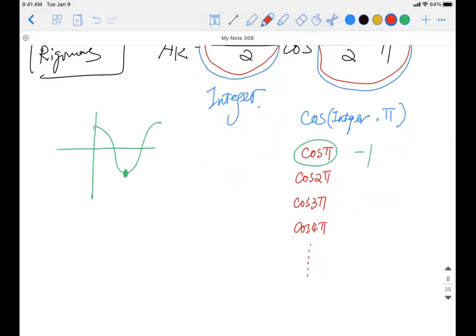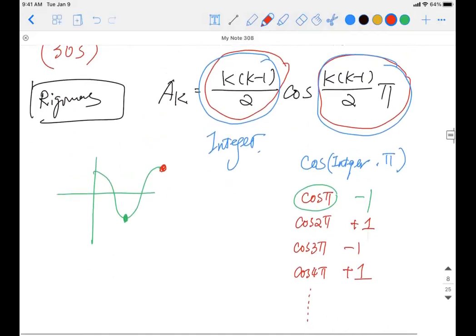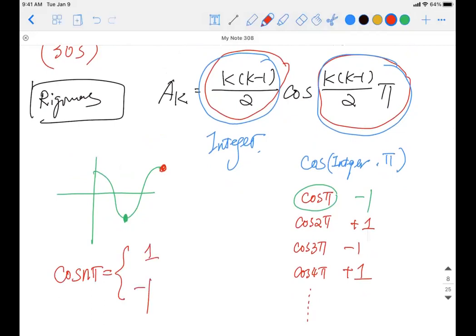Cosine 2 pi is +1, right? Cosine 3 pi is -1. Cosine 4 pi is +1. So as long as n is a positive integer, 1, 2, 3, 4, 5, 6, 7, 8, 9, your cosine n pi will either equal 1 or -1. As long as n is even, you get positive. As long as n is odd, you get negative. Is that right?